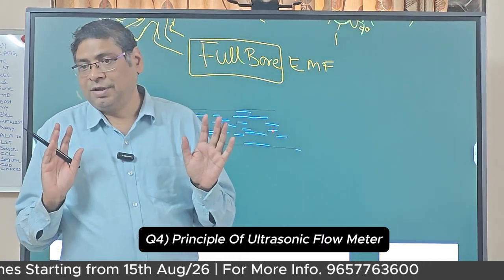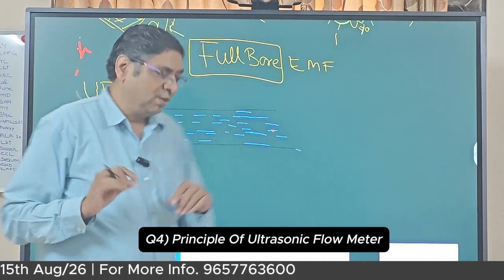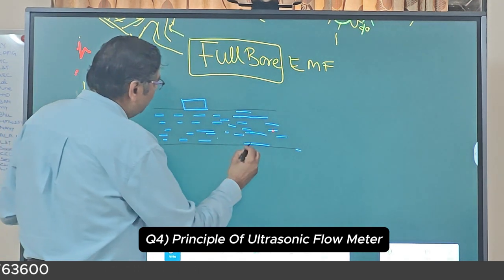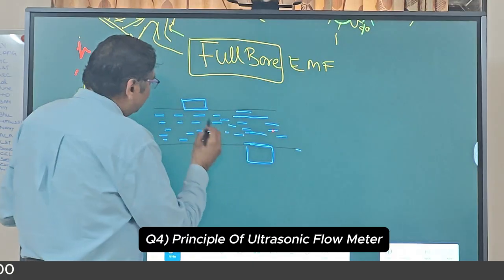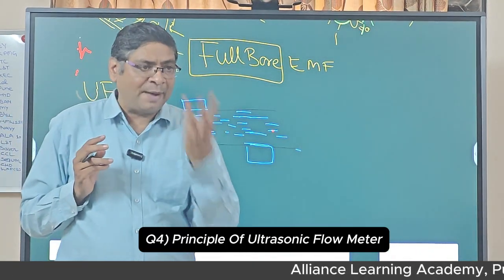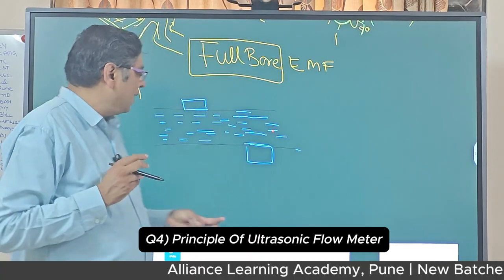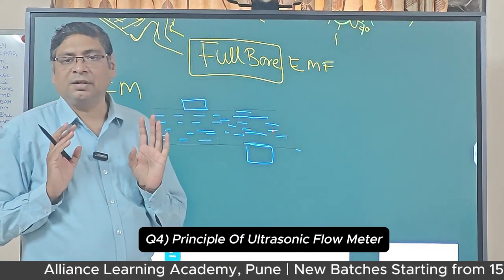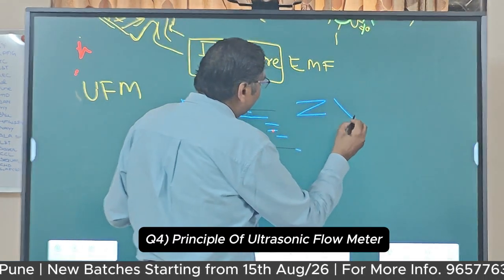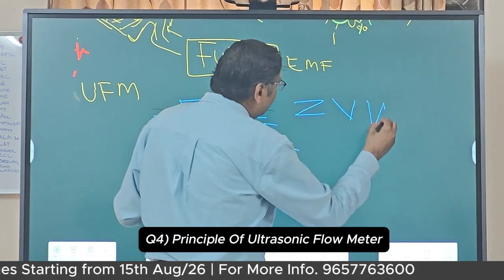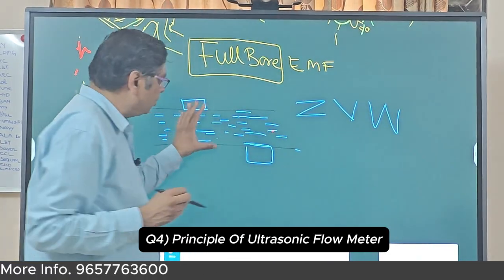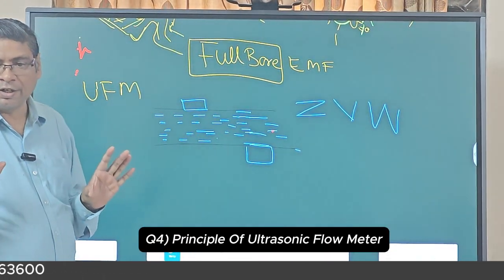In this type of flow meter, whatever ultrasound we do, the same ultrasound is used. It has two sensors. One sensor we put here, the other sensor we put here. The putting of these sensors also has three different types, but here I am showing you only one type. It may be Z, it may be V, it may be W. But right now I am showing you Z only, for clarity.